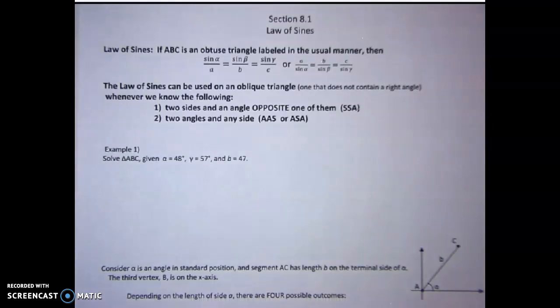Chapter 8, Section 1, the law of sines. There is a proof to go through for these. I am not going to do that in the video. We are going to have to just accept the law of sines.